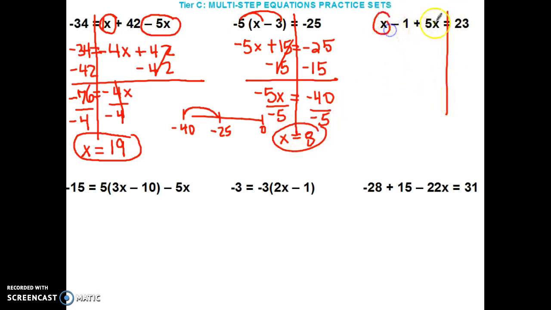All right, x plus, oh, I thought I saw this before. 5x, I was really getting confused. Oh, it was the negative 5x and the x. I was just like, why am I doing the same problem?